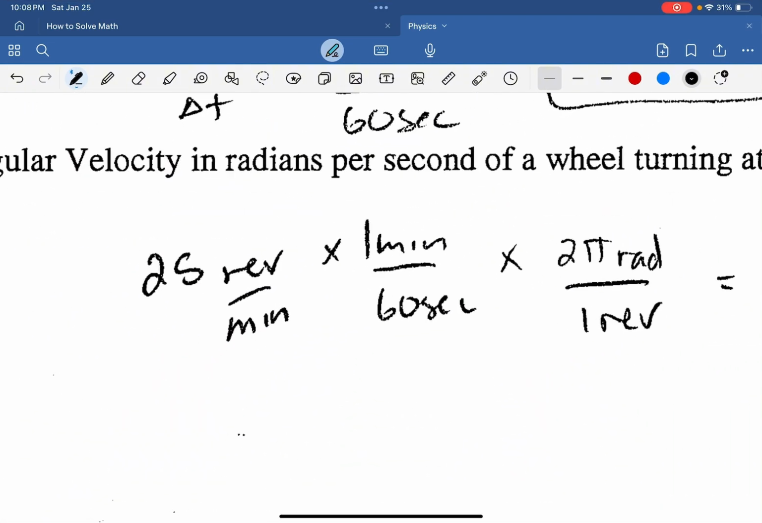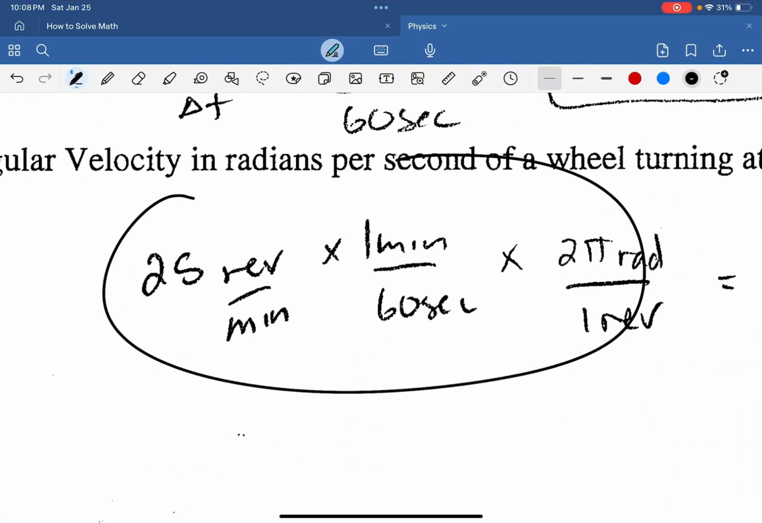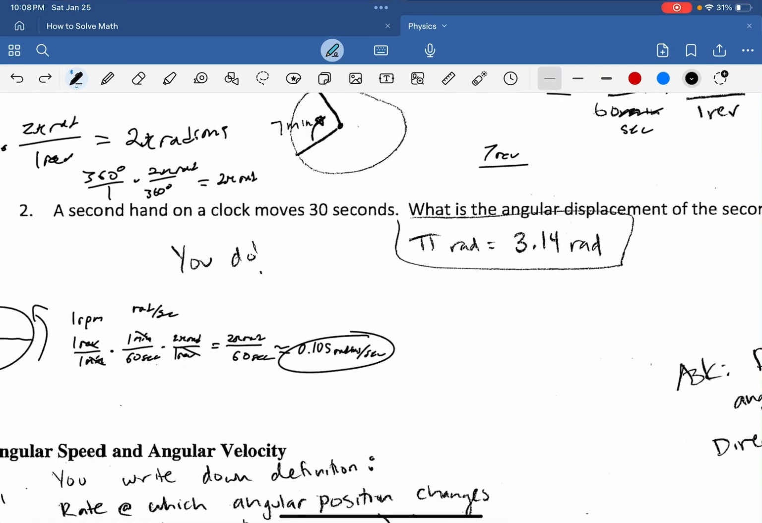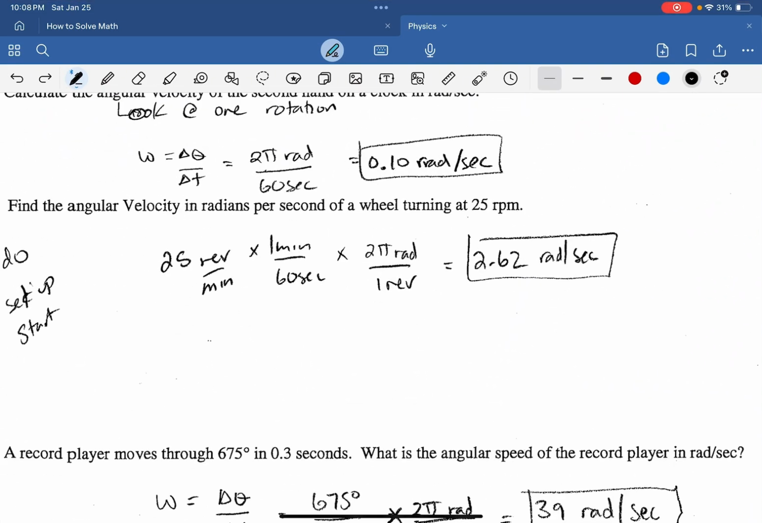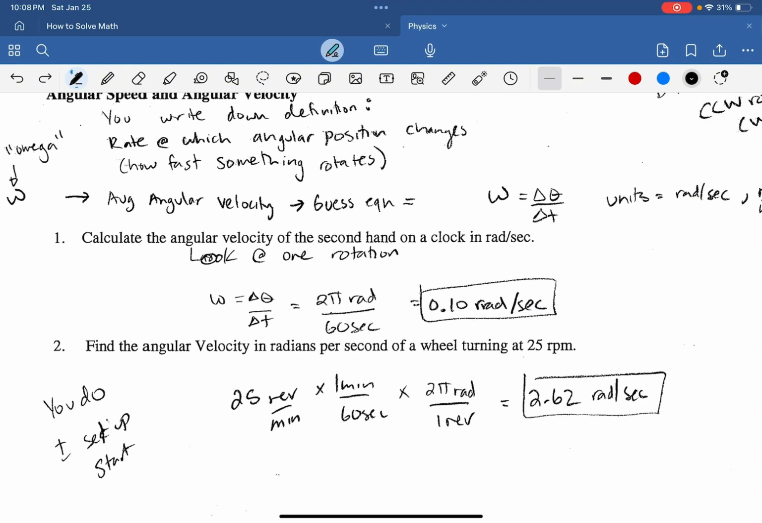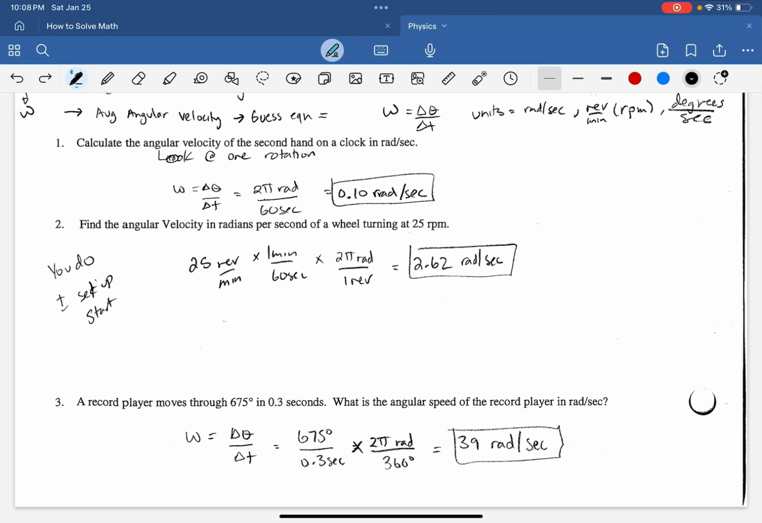This is where converting becomes important. This is where you're mostly going to do your conversions. Not really that much for angular position, but for angular velocity, yes, conversions are really important. You can give this a try if you want and calculate the angular velocity of the second hand on a clock. I don't know, you don't really need to.